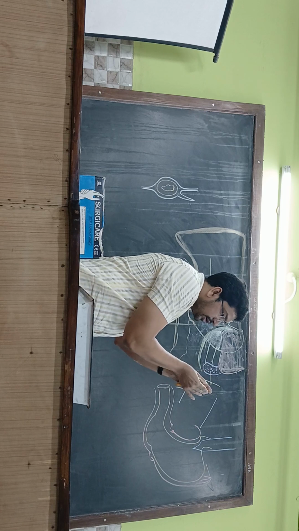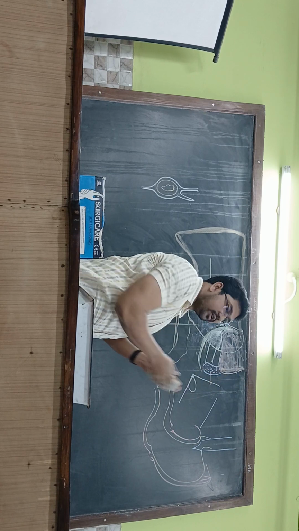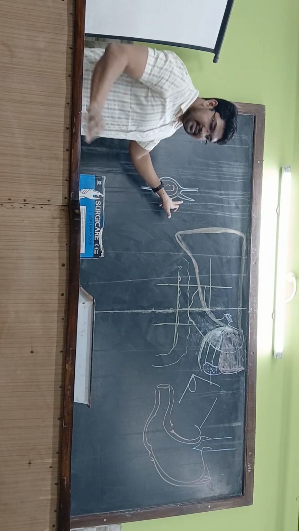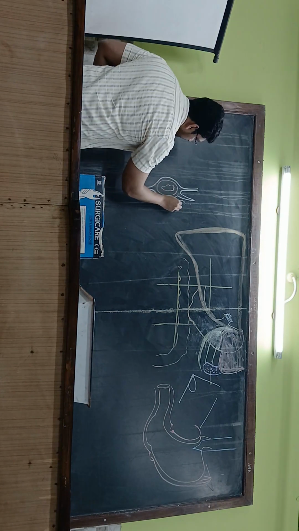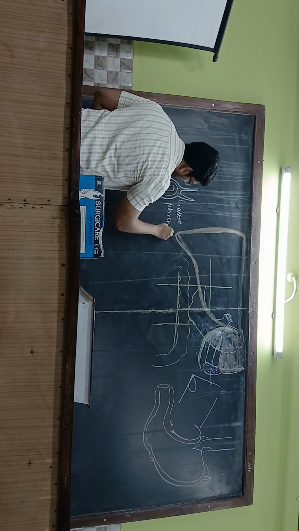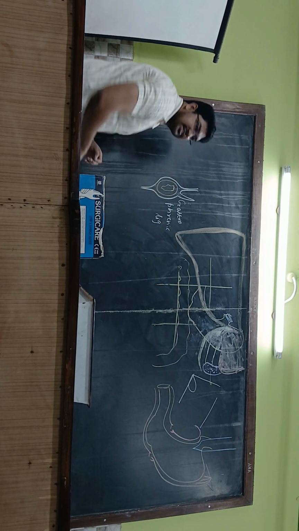And this fold of peritoneum will be directly attached to the diaphragm over here, towards the left crus of the diaphragm. That fold is termed the gastrophrenic ligament. Are you able to understand or not?